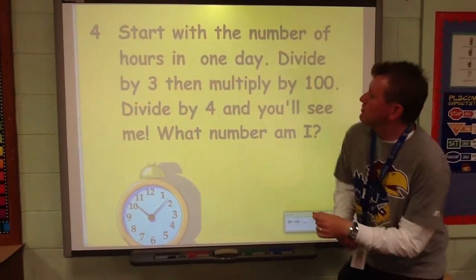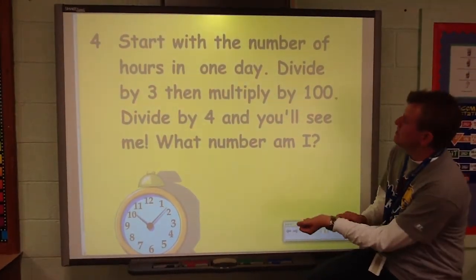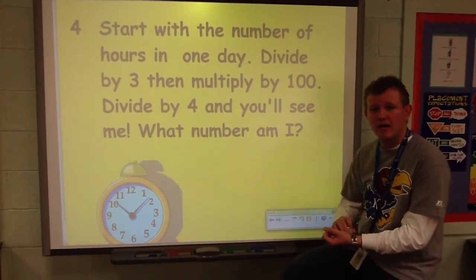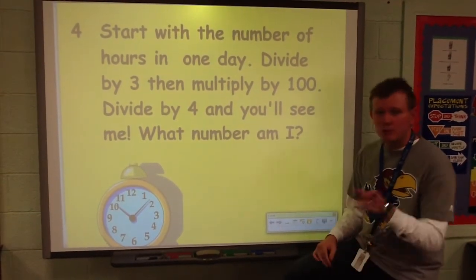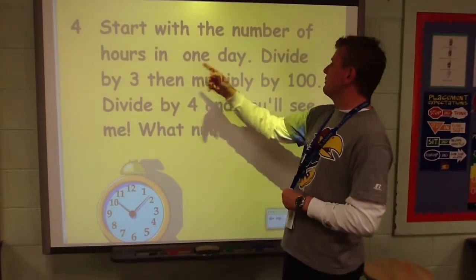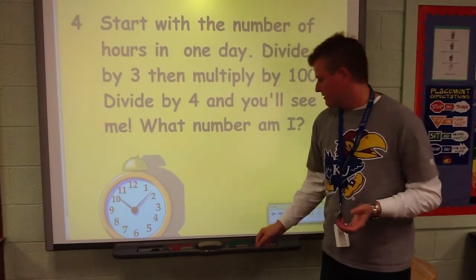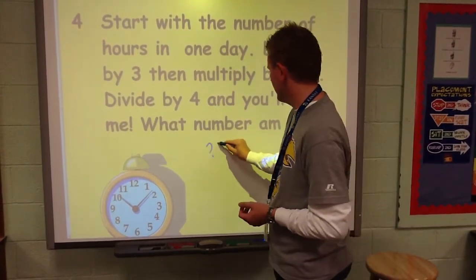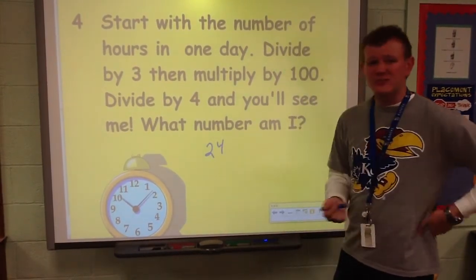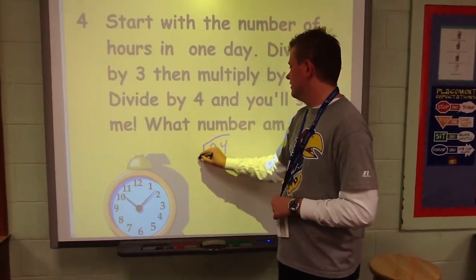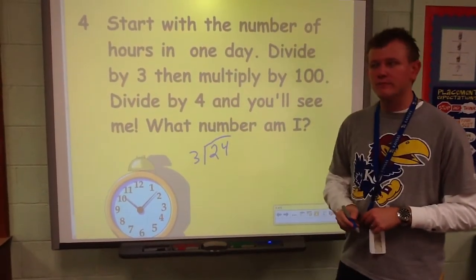Start with the number of hours in the one day. Divide by 3, then multiply by 100. Divide by 4, and you'll see me. What number am I? Whoa! It's all kinds of steps, but we can do it. Alright? Start with the number of hours in one day. How many hours is in one day? You know that. 24. Okay? So I got 24. It's not my answer, that's just part of the steps. Divide by 3. Okay. How many times does 3 go into 24?